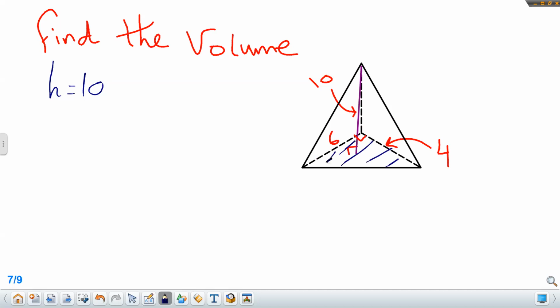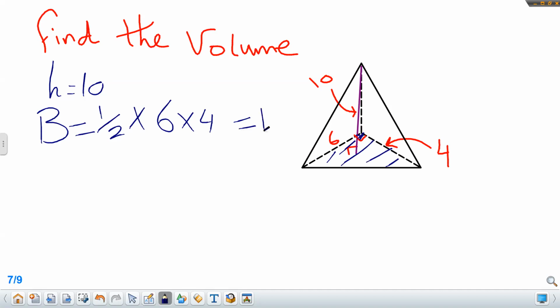So we can say these sides 6 and 4 are perpendicular to each other because they form a right angle. So we can find the base area: half times base times height, half times 6 times 4, or half times 4 times 6. So it will be 12. This is the base area. So what about the volume of the pyramid?